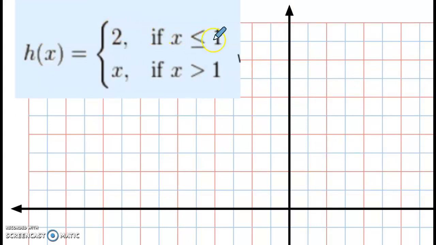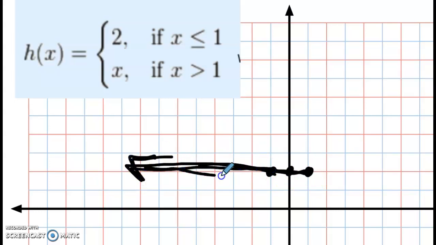Here, h of x is 2 when I'm less than or equal to 1. So when I'm 1, my y-coordinate is 2. When I'm 0, my y-coordinate is 2. When I'm negative 1, my y-coordinate is 2. Oops, oh gracious, I wish I could draw straight. That's just right on the line, okay? It's a horizontal line there. Sorry. When I'm bigger than 1, I'm x.